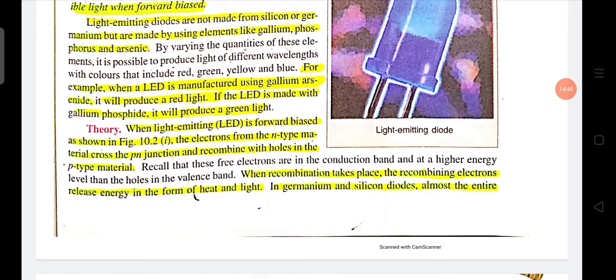Okay, and in silicon and germanium, most of the energy is radiated in the form of heat. So the light emitted is very low, which is not visible. So we cannot use silicon and germanium for an LED or light emitting diode.